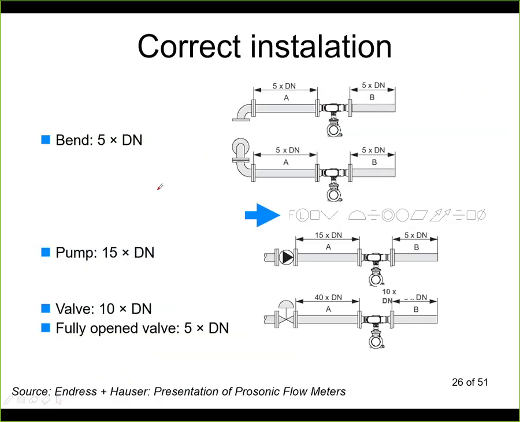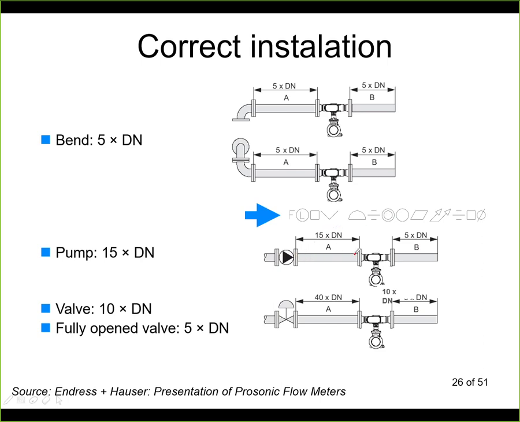How to install it correctly? Well, it's a little bit better compared to the orifice plate. It still requires some upstream and downstream distance, but this is smaller. Now if we have a bend before the sensor, this is about 5 pipe diameters, and after we again have 5 like this. So in all sensors we have 5 pipe diameters except the last configuration here.